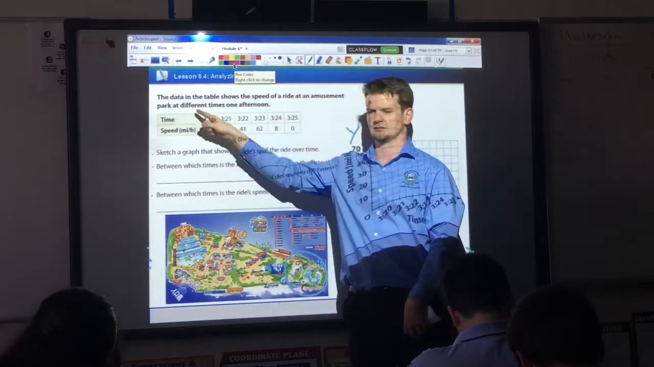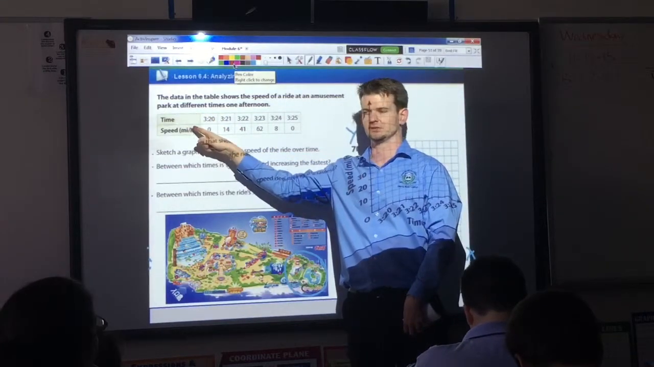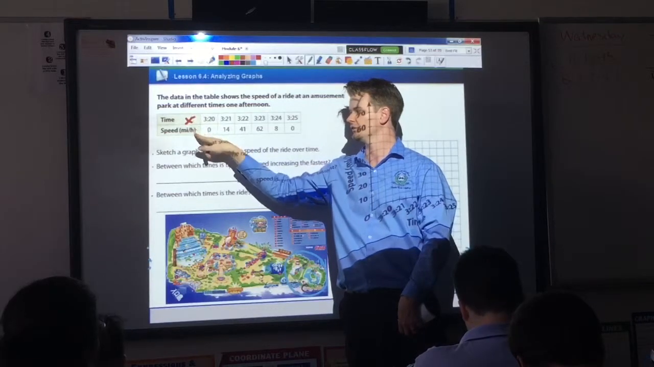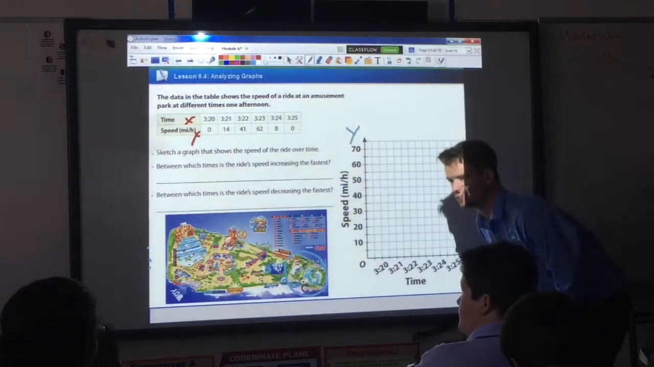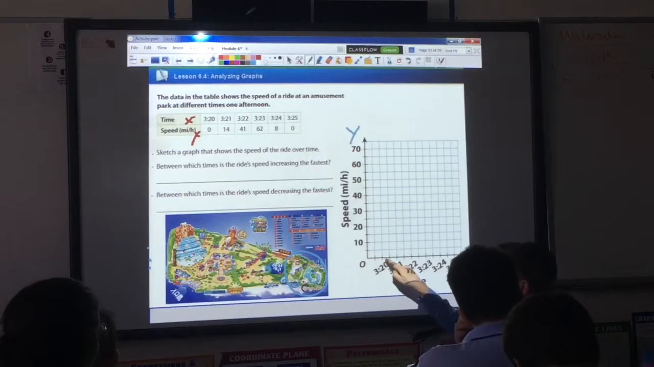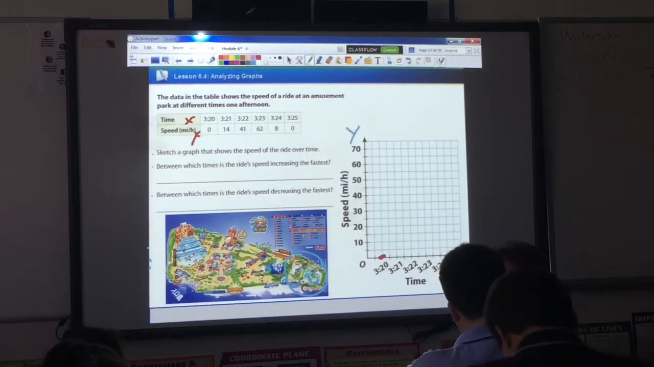Which one of these is my x? The time or the speed? Let's see if we remember. Time is my x, speed is my y. Okay, so the first one is going to be 320, 0. We go to the graph, we find 320, we find 0, and I put a point right there. Rather a big slim point, but whatever, it's still there.